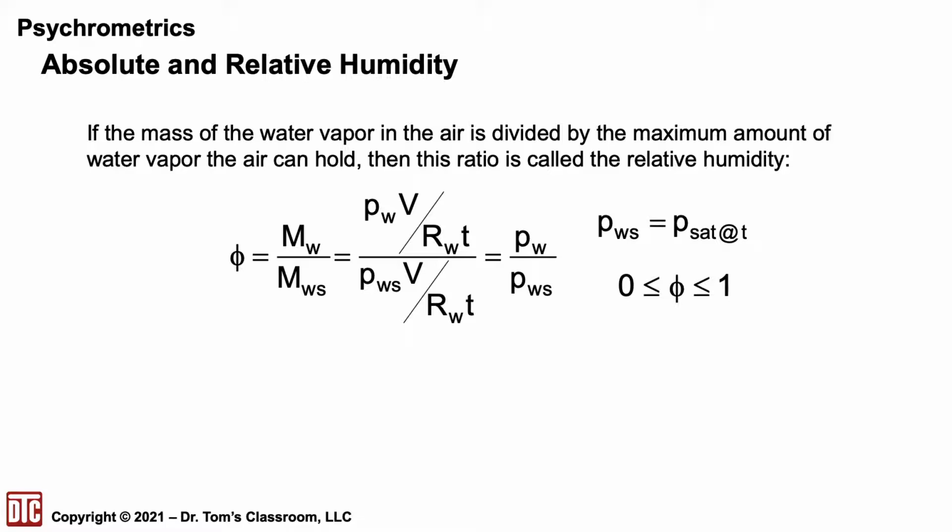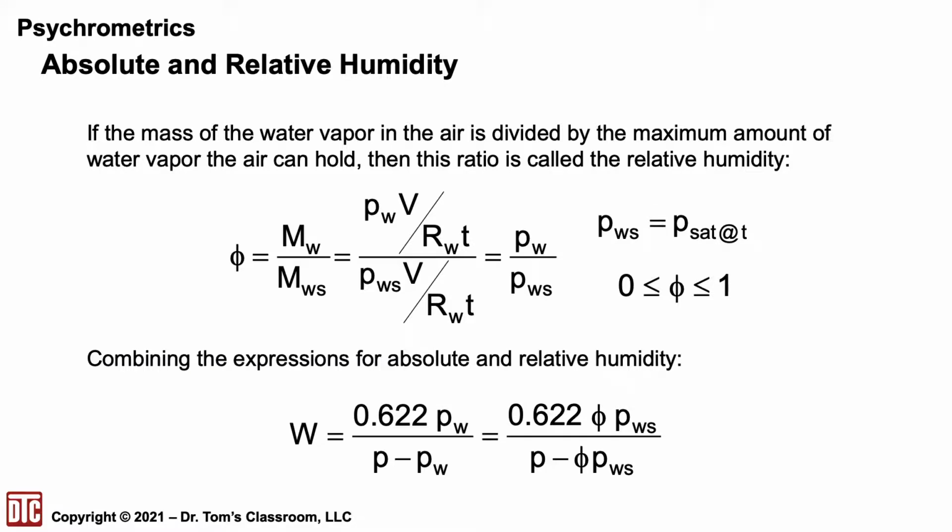So we can calculate our relative humidity that way. And relative humidity is always between 0 and 1, between 0 and 100%. Can't really have a relative humidity over 100%. And it's not very stable if you ever find that.